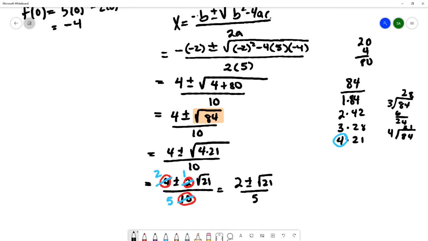And there is one more way that this can be written, and it's an either or, so you can type it this way, or you can type it as 2 separate fractions like this, 2 over 5 plus and minus square root of 21 over 5.